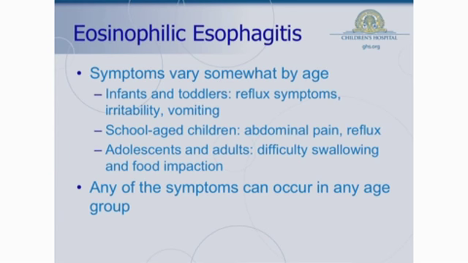And then as you get into adolescence and then into adulthood, the complaints that you hear more often are things like difficulty swallowing, something we call dysphagia, the feeling that something is getting stuck on the way down, or actually sometimes people do have something physically get stuck, called a food impaction, where it doesn't go down and sometimes even needs to be removed endoscopically. Any of these symptoms can occur in any of the age groups, but generally, as people get older, the symptoms that they complain of do change a little bit.